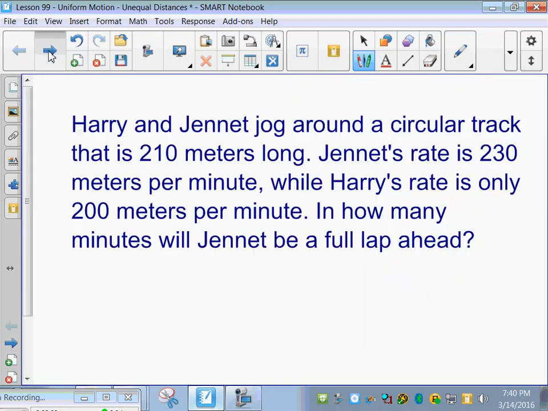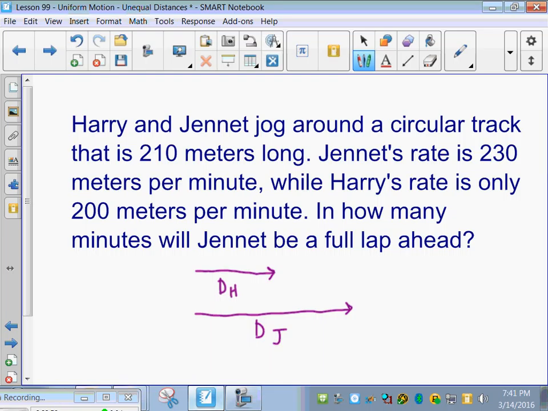So let's try another one before you guys try it. Harry and Jeanette jog around a circular track that is 210 meters long. Jeanette's rate is 230 meters per minute, while Harry's rate is only 200 meters per minute. In how many minutes will Jeanette be a full lap ahead? So if we draw a picture, we've got the distance of Harry, and we've got the distance of Jeanette. So Jeanette went a full lap ahead of Harry.